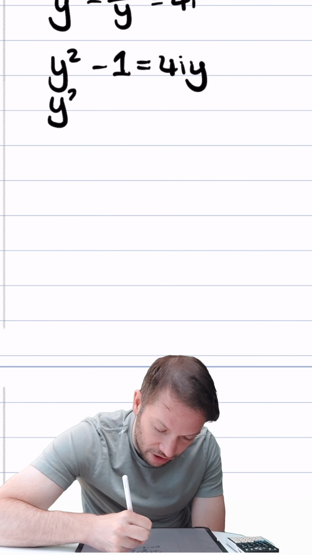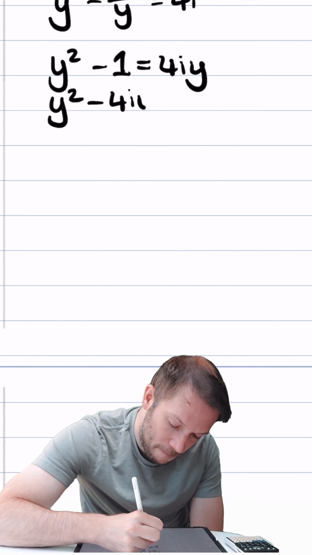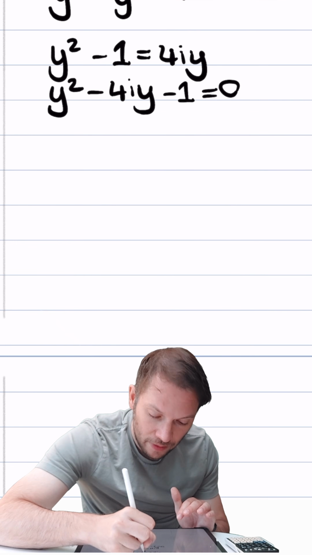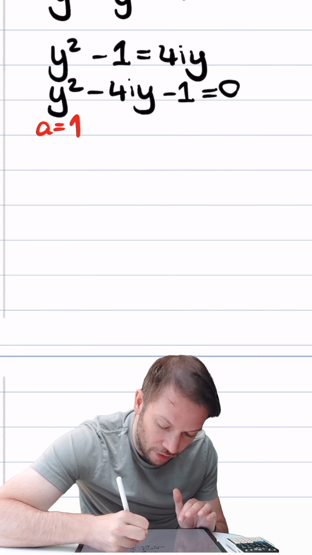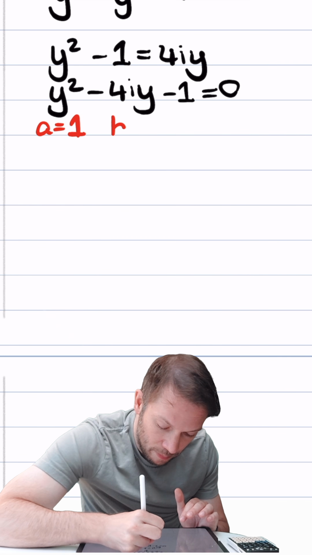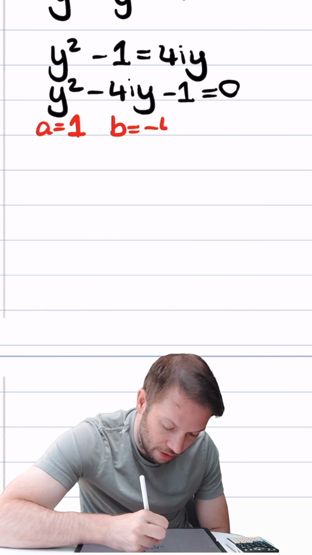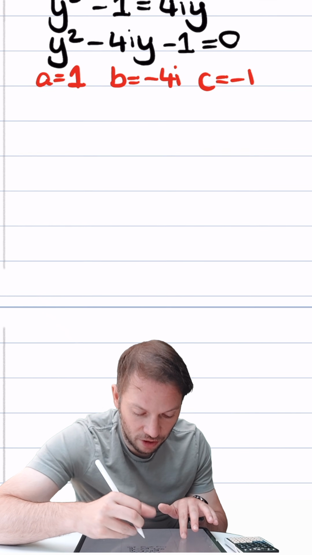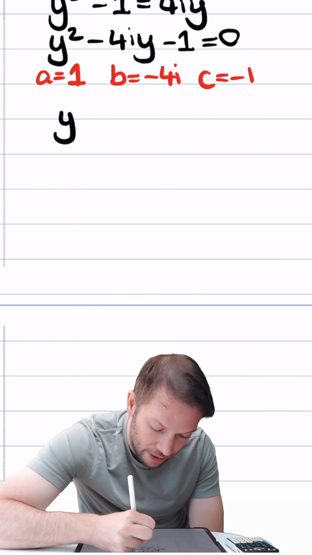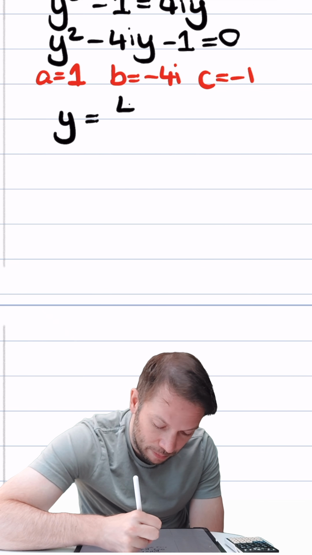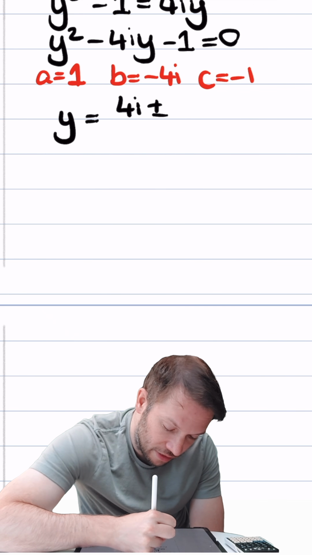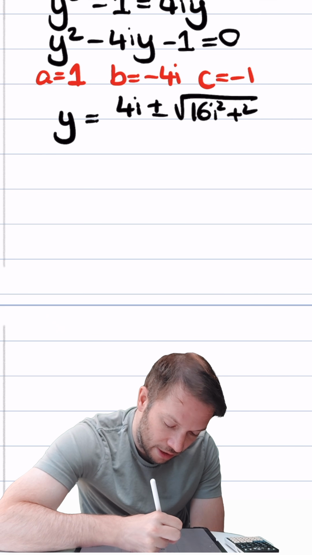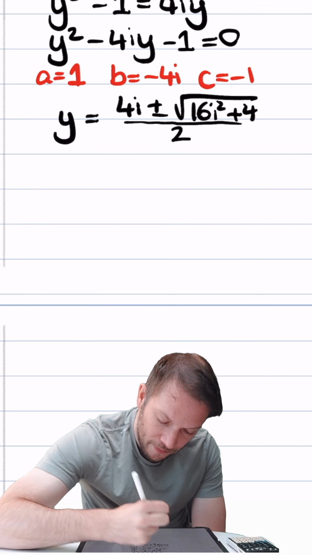So we just rearrange this a bit. We get this, and then here a is the coefficient of the y squared term, so it's 1. b is the coefficient of the y term, so it's minus 4i, and c is the constant term. And if we substitute that into the quadratic formula, we get y is equal to minus b plus or minus the square root of b squared minus 4ac all over 2a.